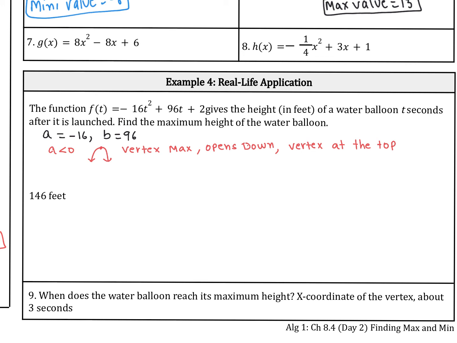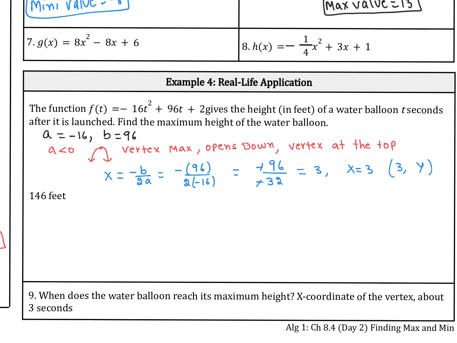So now you're going to find the x value of the vertex. That is from the formula negative b over 2a. So you're going to find negative 96 divided by 2 times negative 16. So you're going to have negative 96 divided by negative 32. Cancel the negative, you're going to get x equals 3. So the x value equals 3, and you're going to find the y value.